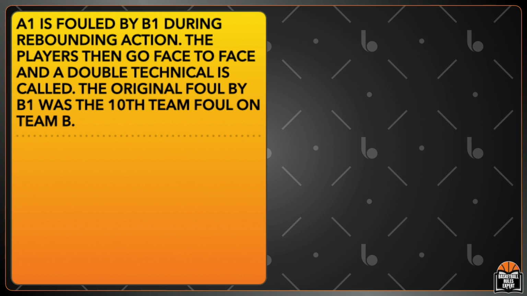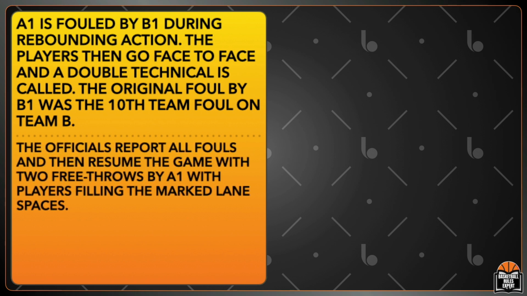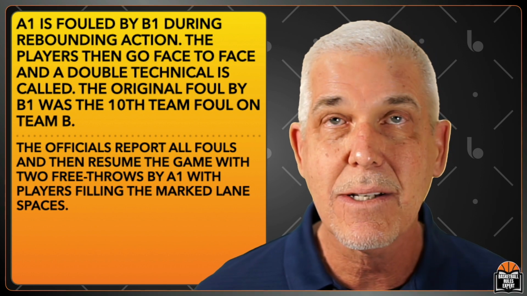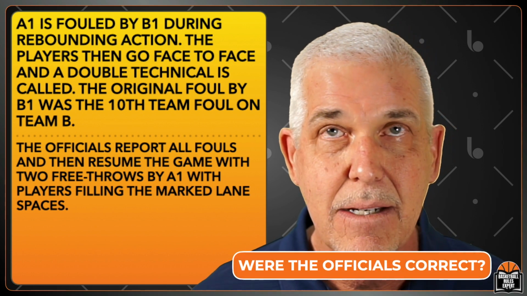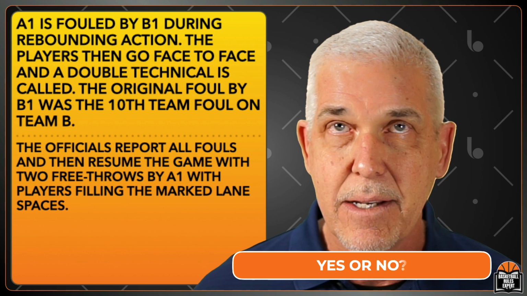A1 is fouled by B1 during rebounding action. The players then go face-to-face, and a double technical foul is called. The original foul by B1 was the 10th team foul on Team B. The officials report all fouls and then resume the game with 2 free throws by A1 with players filling marked lane spaces. Were the officials correct?